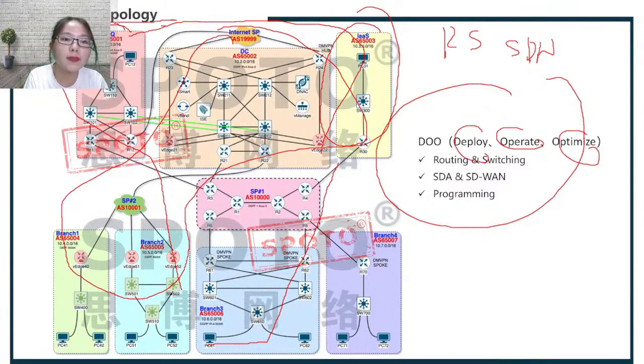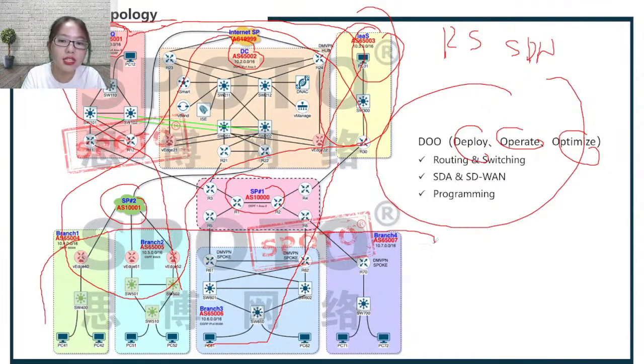This part belongs to the HQ category, this part belongs to the DC category, and this part belongs to IAS. This part is SP1 and SP2, and there are 4 branches below the SP. Among them, we will introduce this topology in detail.